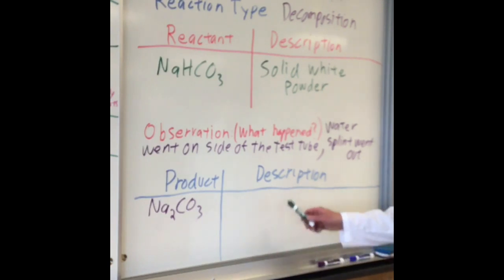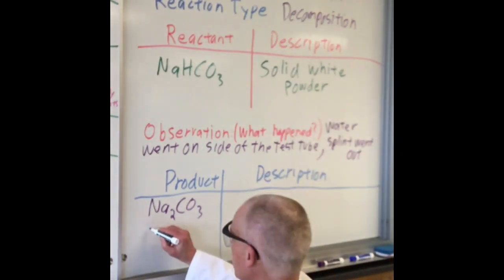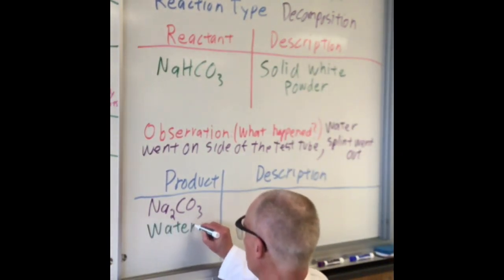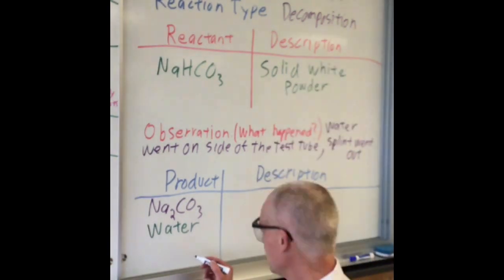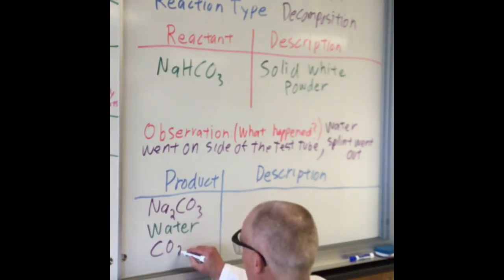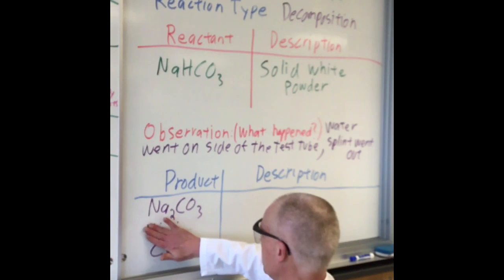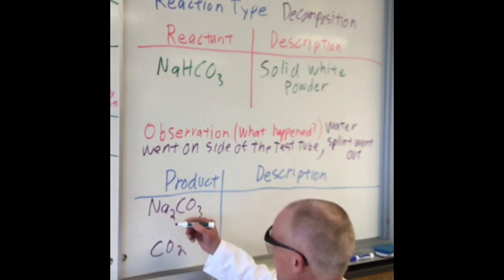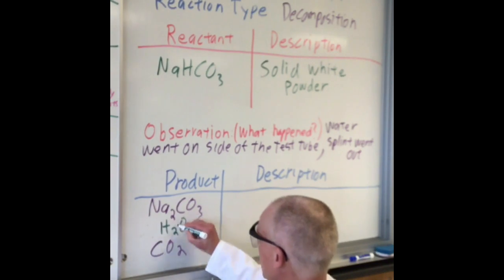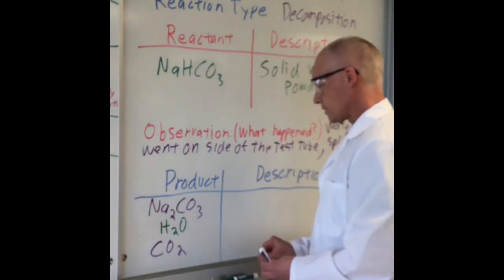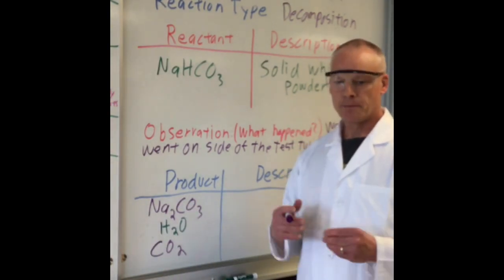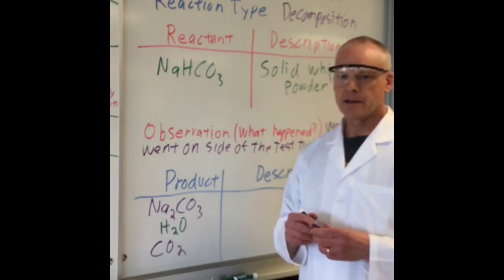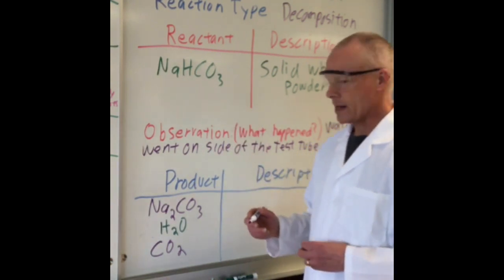That there was water present on the side of the test tube, so one of our products will be water. We also noticed that the splint went out, so we also know that carbon dioxide, CO2, is another product. And actually, instead of writing down the word water, we can write the formula, H2O. And now we can write descriptions of these. Na2CO3, that was one of the products that we came up with. There's no good test for that we are going to do, but that is one of the products.